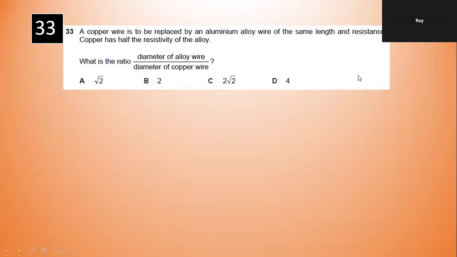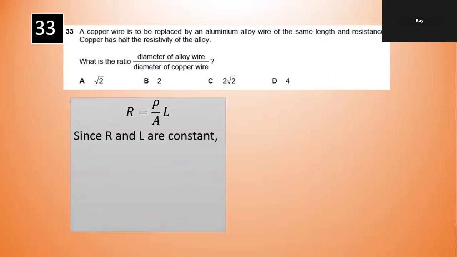How about this one? Now I have to do with resistivity. Use the resistivity formula. The copper wire is replaced by aluminum alloy wire of the same length, and the resistance is constant. So with L and R constant, R equals rho L over A, so rho over A is constant. This is the original copper, and this one is the alloy.